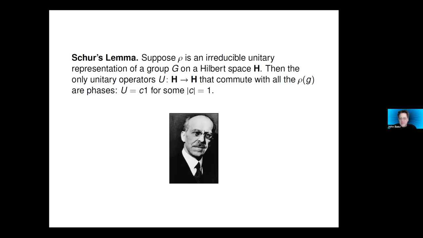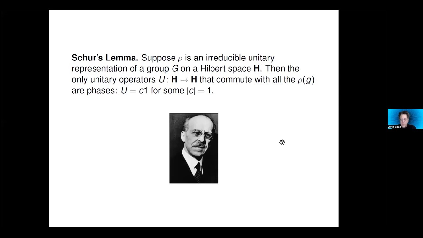Okay, so Schur had this amazingly powerful lemma that we use a lot that says that if you have an irreducible unitary representation of a group G on a Hilbert space H, then the only unitary operators on that Hilbert space that commute with all the operators coming from your group could be phases, multiplication by a phase. So that's not many possibilities.